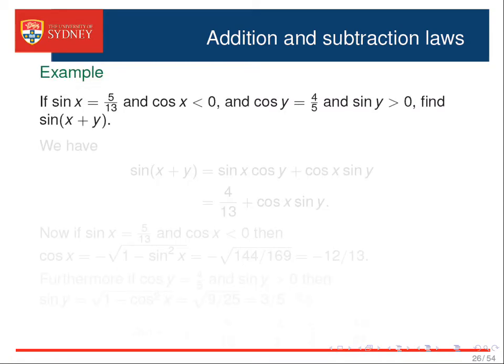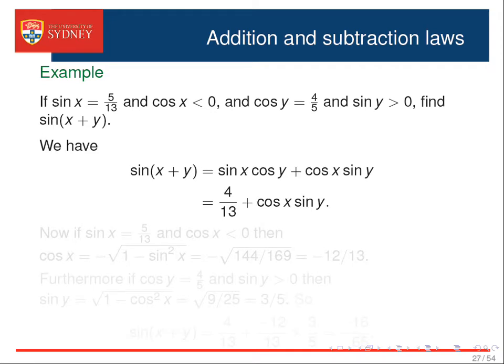Let's see an example of how to use these laws in practice. Suppose we have 2 angles x and y, and suppose we know the sine of x is 5 over 13, the cosine of x is negative, and we know that the cosine of y is 4 on 5, and the sine of y is positive. Let's use all of this information, and the double angle formulas from before, to find the sine of x plus y.